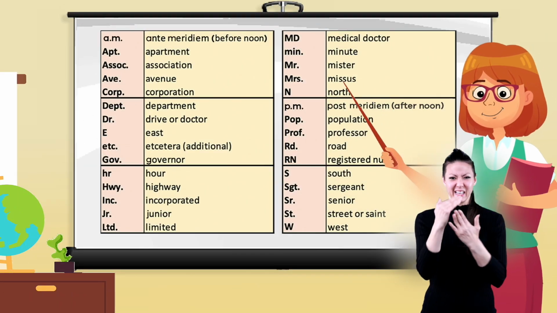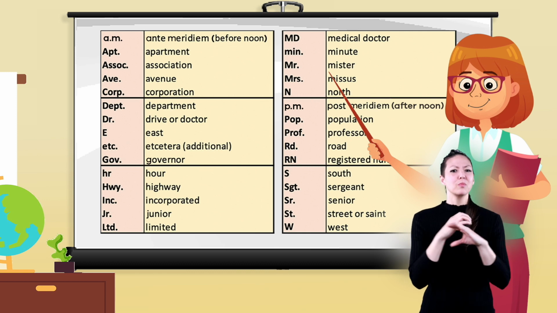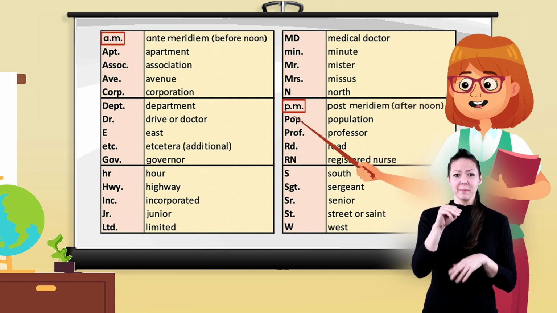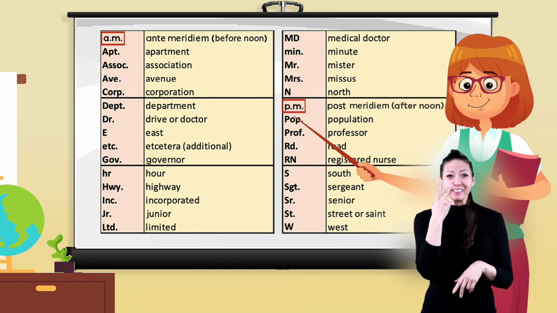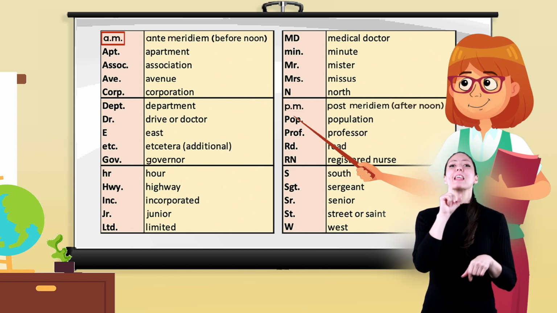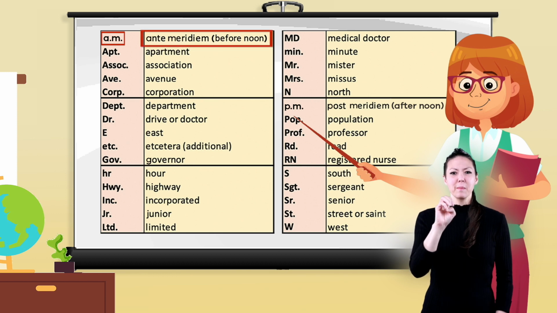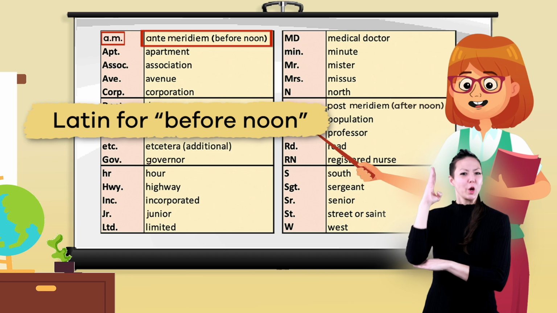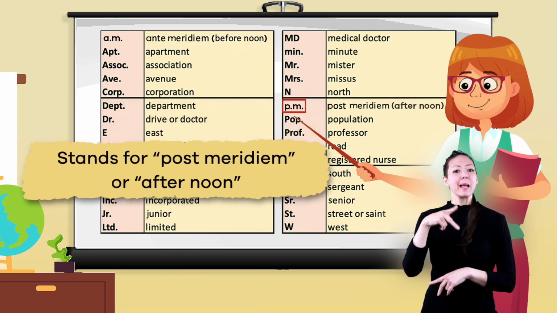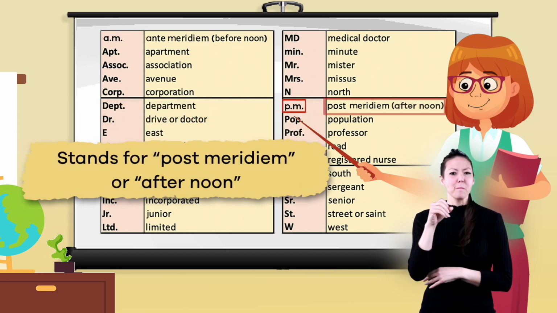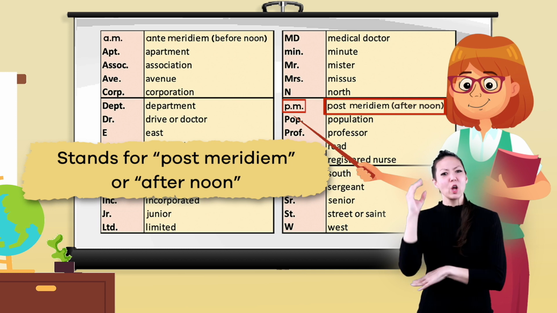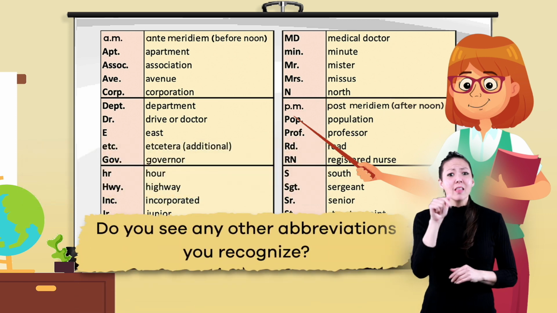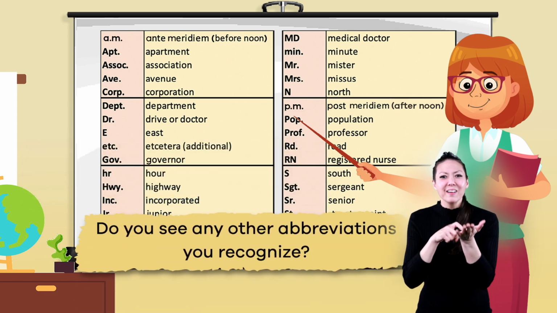Let's look at this list of common abbreviations and see what we can find out. Can you find AM and PM on the chart? Okay, here it is. AM literally means ante meridiem, which is Latin for before noon. And PM stands for post meridiem or afternoon. That's cool.